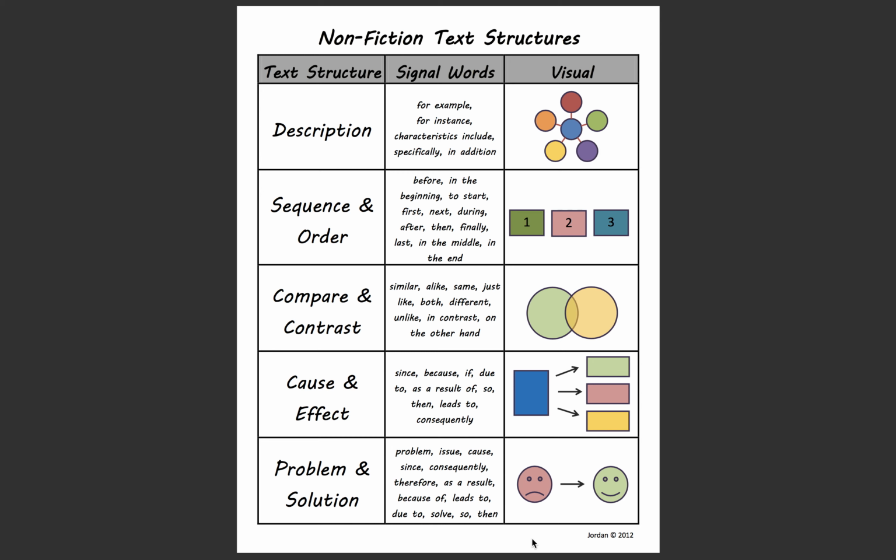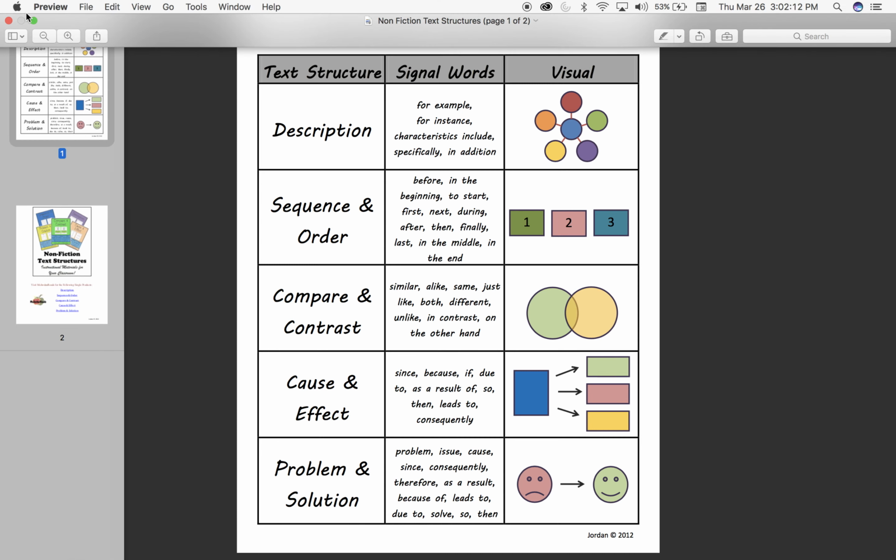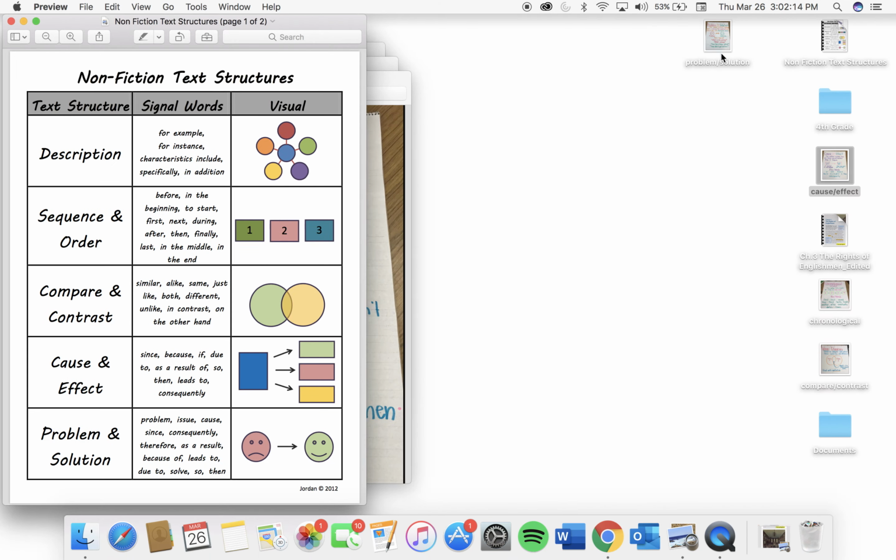So again, those signal words: problem, issue, cause, since, consequently, therefore, as a result of, because of, leads to, due to, solve, so then. You might be saying, wait a minute, Miss Cohn, I just saw all of those words, though. They were up here, too. You're right. And I told you they're super similar, and that's okay. I want you to remember this smiley face and this sad face.